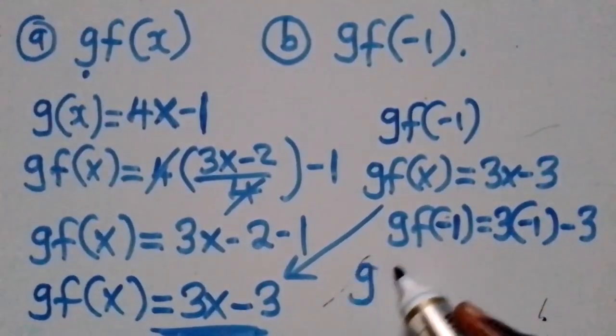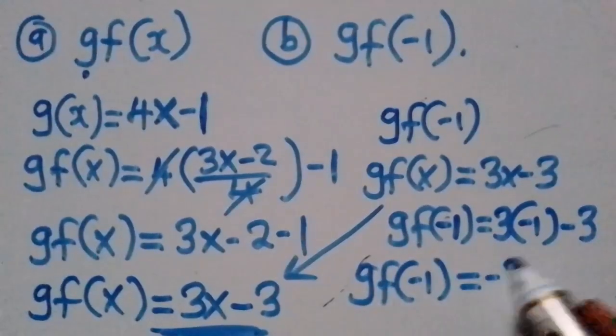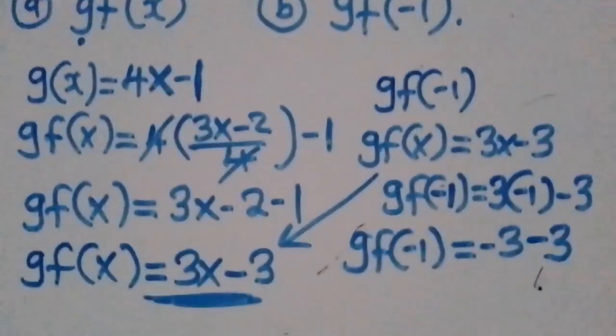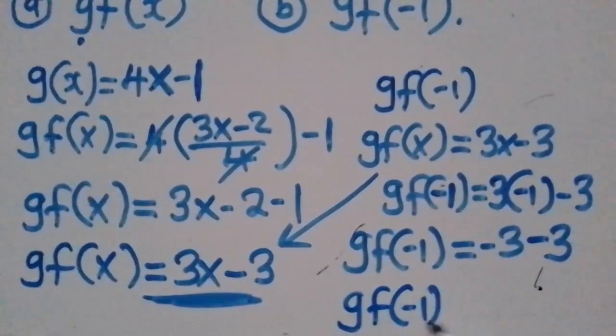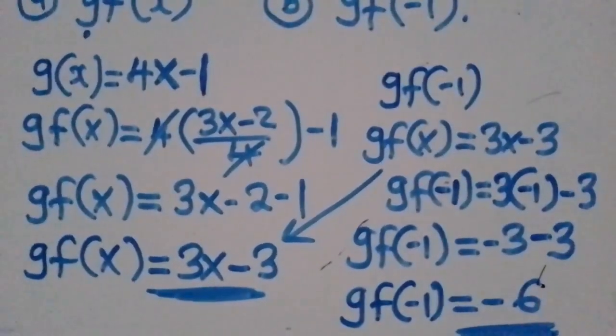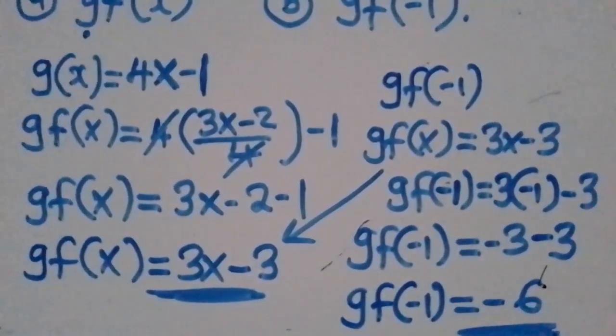Then you say gf of negative 1 is equal to negative 3. 3 times negative 1 is negative 3, minus 3. What answer are you getting? gf of negative 1 is equal to negative 6. These are the answers that you need to do. This is how you need to answer the work. Make sure you understand everything that I've done.